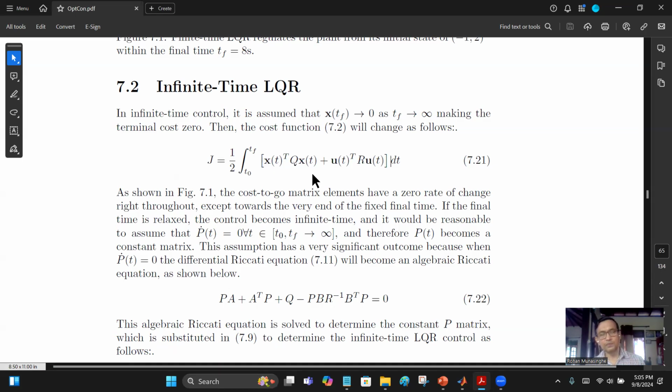Second thing, the final cost can be dropped because when the system is given enough time, it will eventually reach zero, right? It will eventually reach zero because time is not restricted. So therefore, the final state is zero. So the final state cost is zero as well.